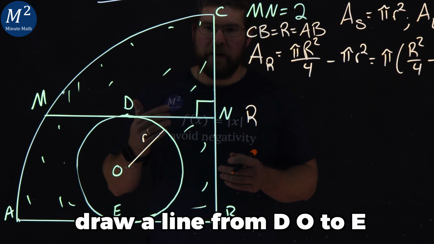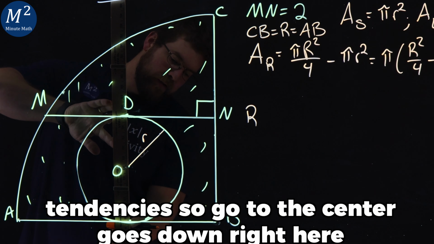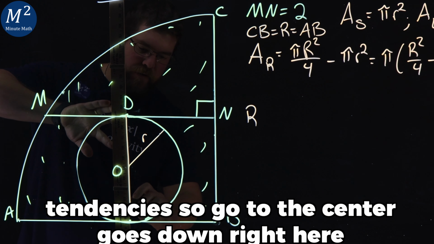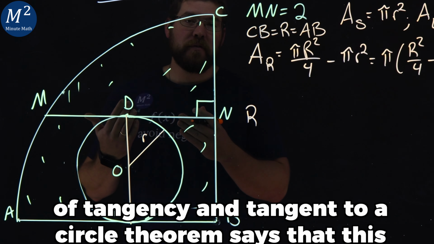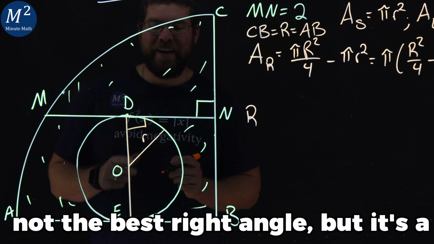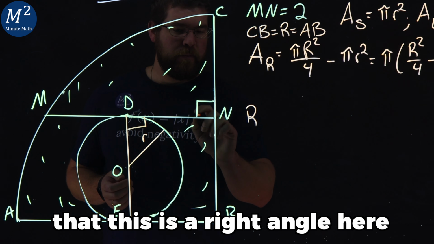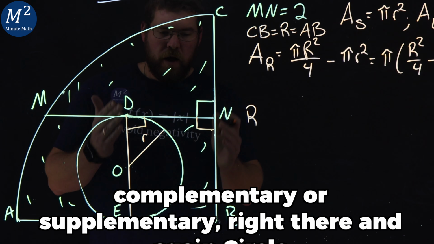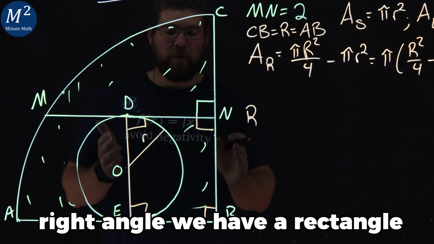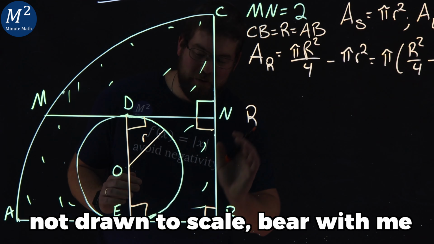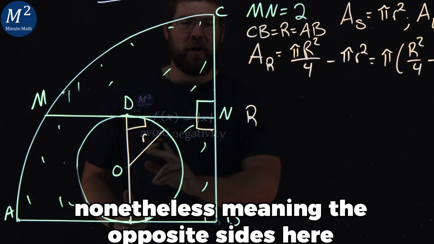So now let's draw a line from D, O to E. Let's go straight down here at our points of tangency. So it goes to the center, goes down right here. D is a point of tangency, E is a point of tangency. And the tangent to a circle theorem says that this must be a right angle, not the best right angle, but it's a right angle. And we also know this is a right angle here, supplementary, right there. And again, quarter circle, right angle here, keep on going, right angle. We have a rectangle, not necessarily drawn to scale, bear with me, but we have a rectangle nonetheless, meaning the opposite sides here are congruent.